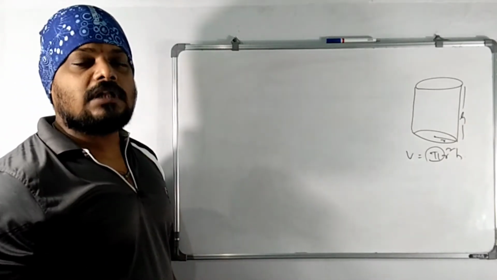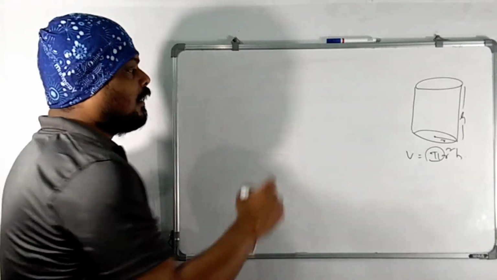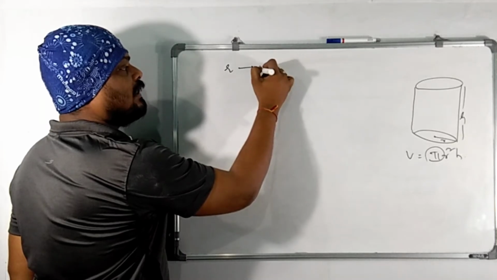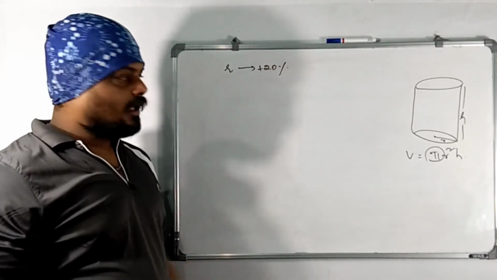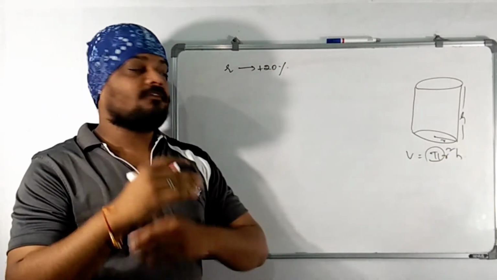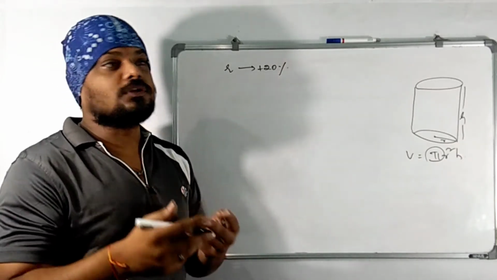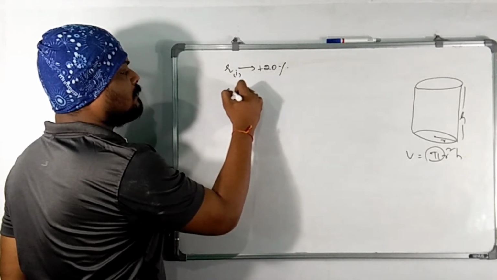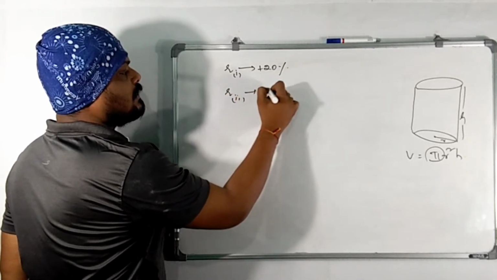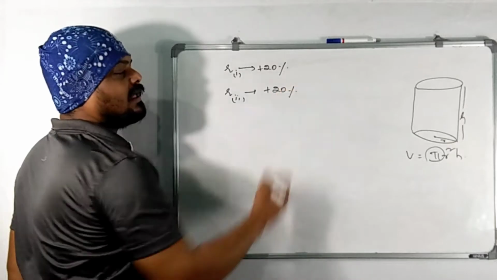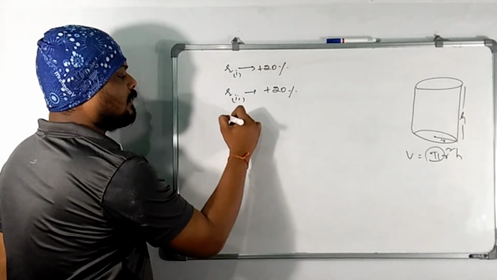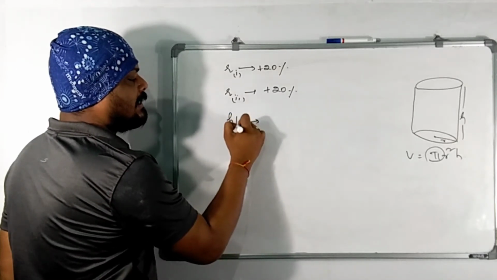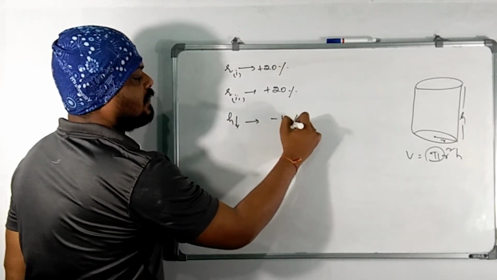So here, according to the condition of the question, the radius is increasing by 20 percent. Here we have to take the radius two times. So radius 1 is increasing, and radius 2 is increasing by 20 percent again. And the height is decreasing by 10 percent.